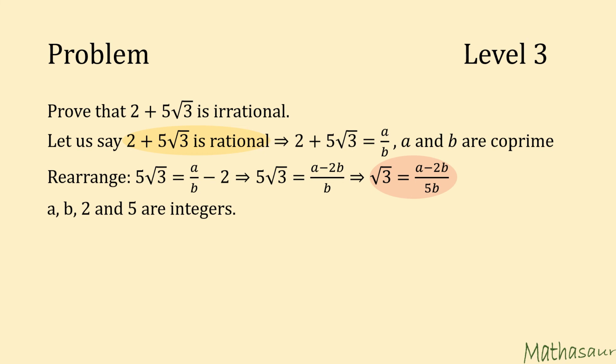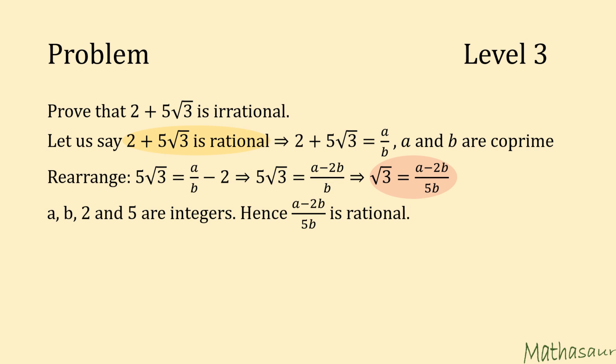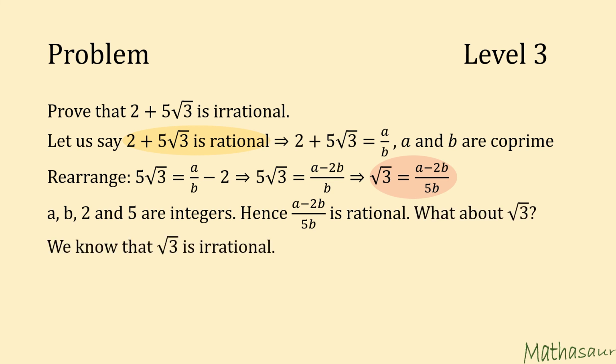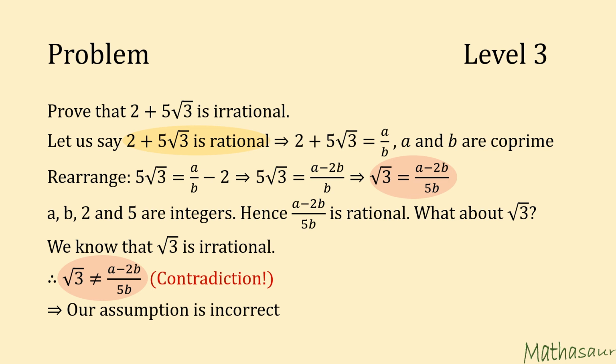On the right hand side, we see that a, b, 2 and 5 are all integers. Hence the right hand side, a minus 2b upon 5b, is rational. And what about square root of 3? Here let us simply state that square root of 3 is irrational. You could follow the same method of proof by contradiction, just as we did in the last problem. Now since the left hand side is irrational, it cannot be equal to the right hand side, which we know to be rational. And here is our contradiction. So our assumption is incorrect. Hence 2 plus 5 times square root of 3 is irrational.